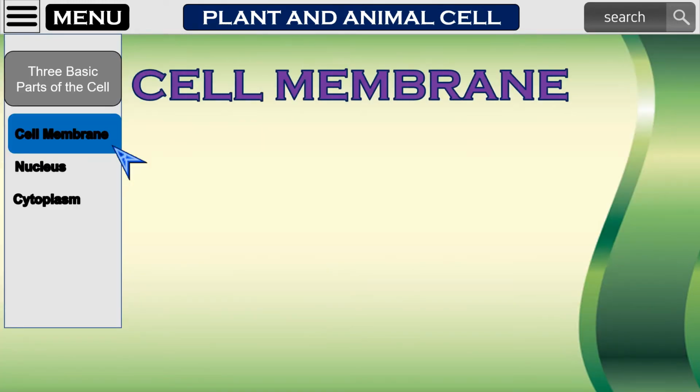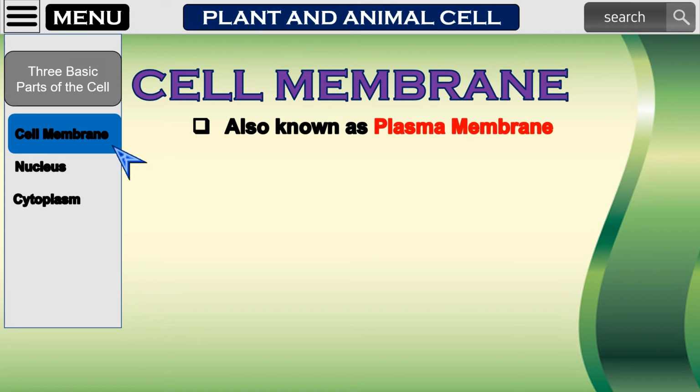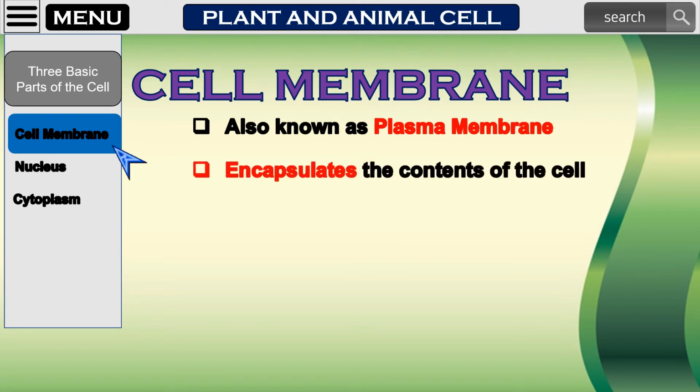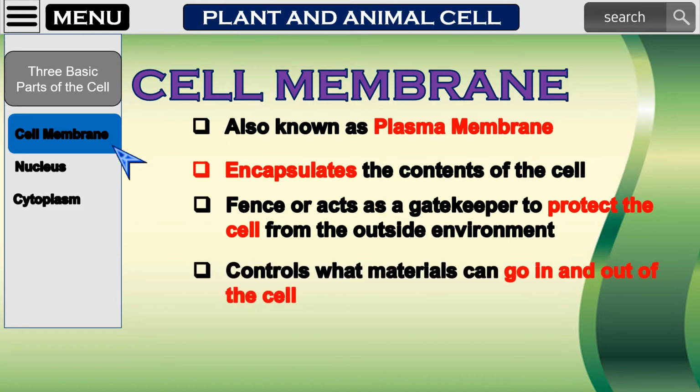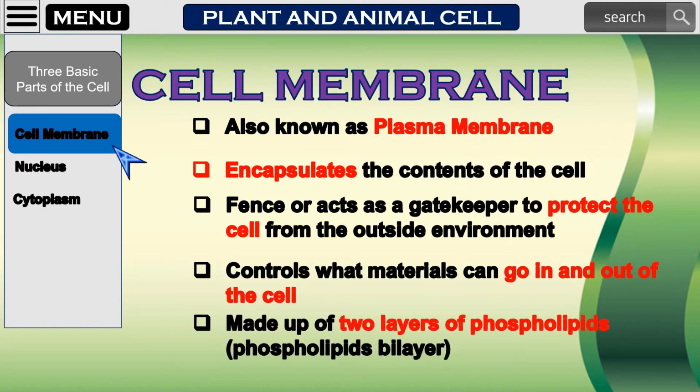The cell membrane, also known as the plasma membrane, encapsulates the contents of a cell. It is like a fence or acts as a gatekeeper to protect the cell from the outside environment. It also controls what materials can go in and out of the cell. The cell membrane is made up of two layers of phospholipids, or a phospholipid bilayer.